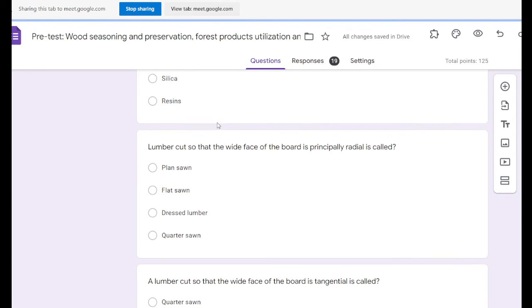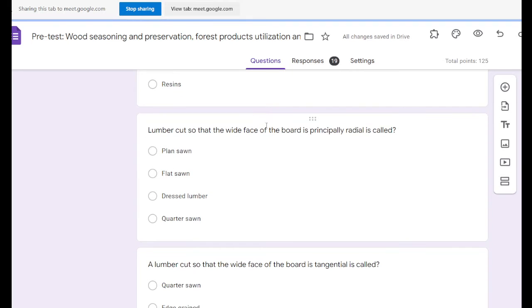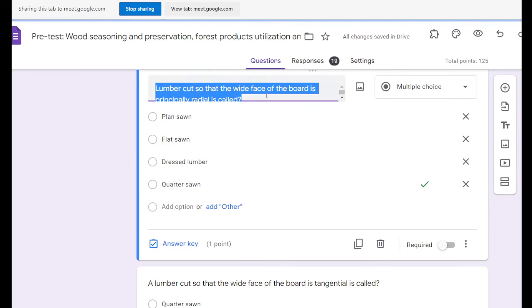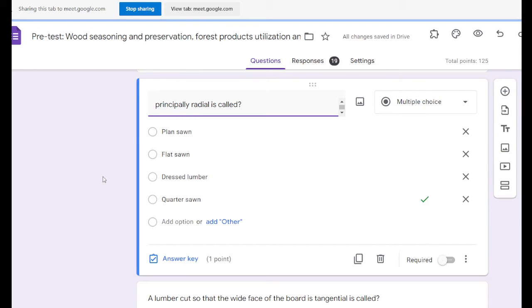Okay? Next, a lumber cut so that the wide face of the board is principally radial. It's called quarter sawn. Okay? The wide face of the board is principally radial. So that is a quarter sawn lumber. You can see it in our surroundings, the lumber that looks like it was cut slanted. So the direction of the wide side, the wider side, its direction is radial.